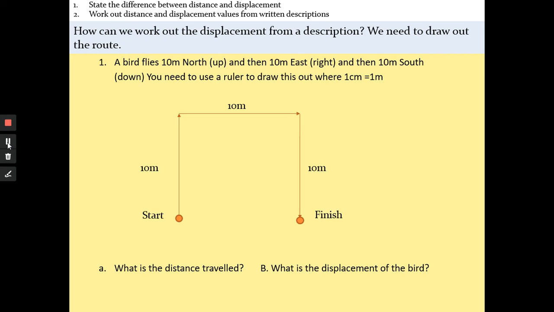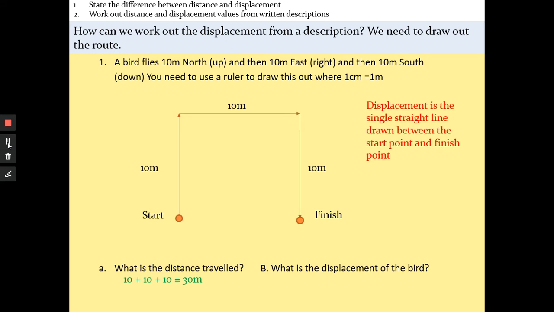Now, distance is just how far my journey took. So I took 10 metres north, 10 metres east, 10 metres south. So all I've got to do is add those three together to give me 30 metres in total. So that's quite straightforward. And we don't really need to have drawn the diagram for that. But we need the diagram to work out the displacement. Because if we remember, a displacement is the single straight line drawn between my start and finish points. So I'm going to add that to my diagram now.